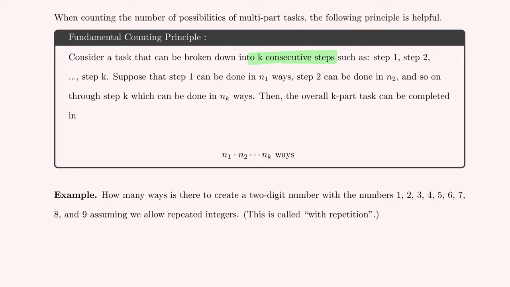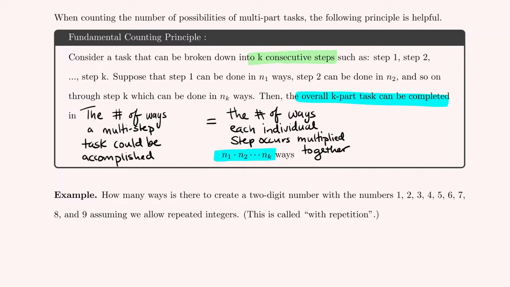Then the fundamental counting principle says if you know how each step would occur in so many ways, then the number of ways the entire process occurs is found by multiplying together the number of ways each of the individual steps would occur. So the overall k-part task would occur in n sub 1 times n sub 2 all the way up times n sub k. The way I like to think about this particular rule is the number of ways an entire multi-step process could be accomplished is the number of ways each individual step occurs all multiplied together.